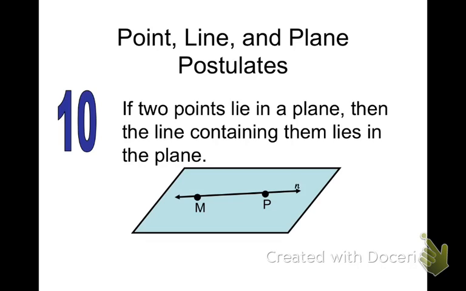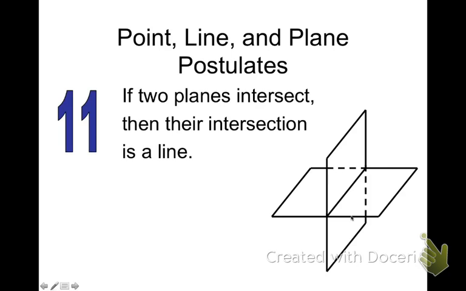Now postulate 11, do your best. If 2 planes intersect, can you make the intersection of 2 planes? Doesn't have to be perfect. So if 2 planes intersect, would it be true that the intersection of them is a line? Yes. 2 lines intersect at a point. 2 planes intersect at a line. So there's our line.